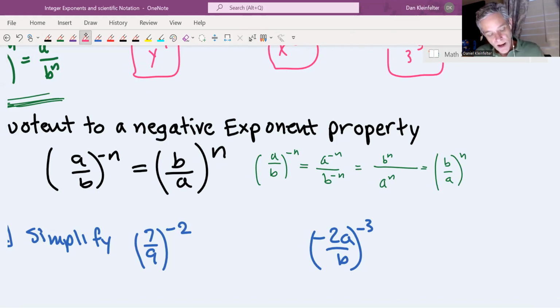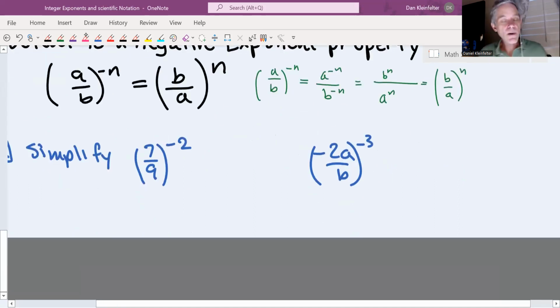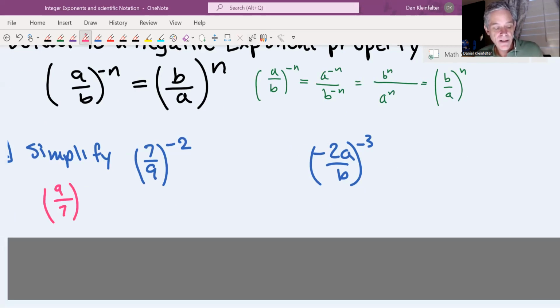Okay, so let's try that. Here we have 7/9 raised to the negative 2 power. This would be the same as 9/7 squared. And that's the same as 81 over 49.